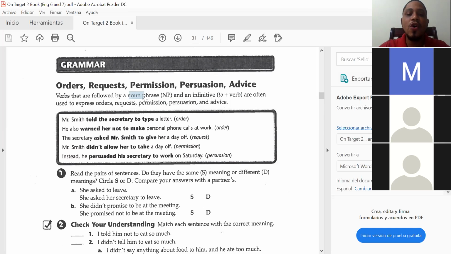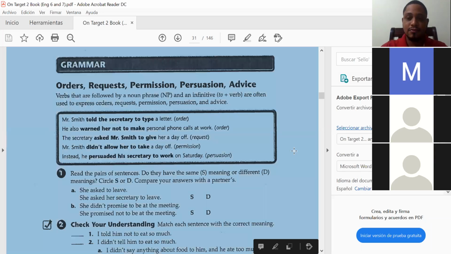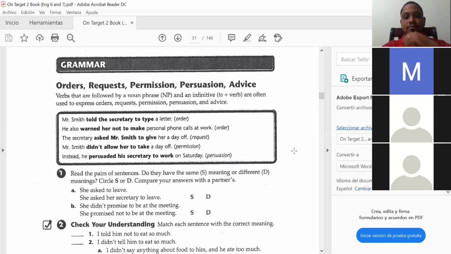Do you guys know what a noun phrase is? What is a noun phrase? Let's see if you guys know. Oh, I see nobody knows. You're gonna learn something new today. Okay, let me show you guys.